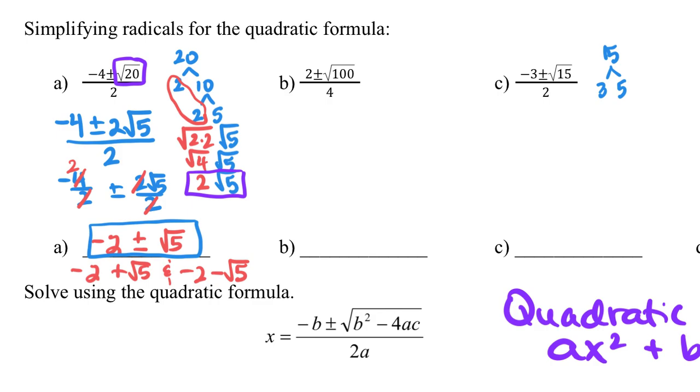And both 3 and 5 are prime, so these are the only prime factors of 15, and I don't have any pairs. All that means is the most simplified form of the square root of 15 is the square root of 15. So nothing changes, which means there's nothing that divides out in front, which means nothing can cancel with these two numbers. So my final simplified form would simply be -3 plus or minus the square root of 15 all over 2, and I would just leave my answer like this.